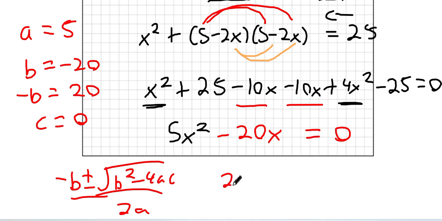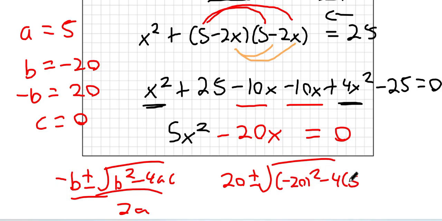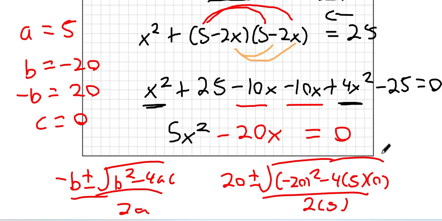Okay guys, so we go 20 plus or minus the square root of what's it? B squared, which is minus 4 times 5 times 0 all over 2 times 5. And I think Jay told me the answer was. Now, believe it or not, even after all of that, you're not done.